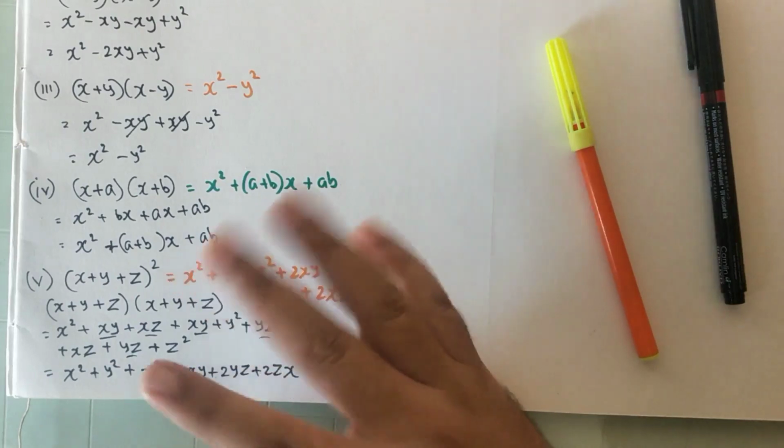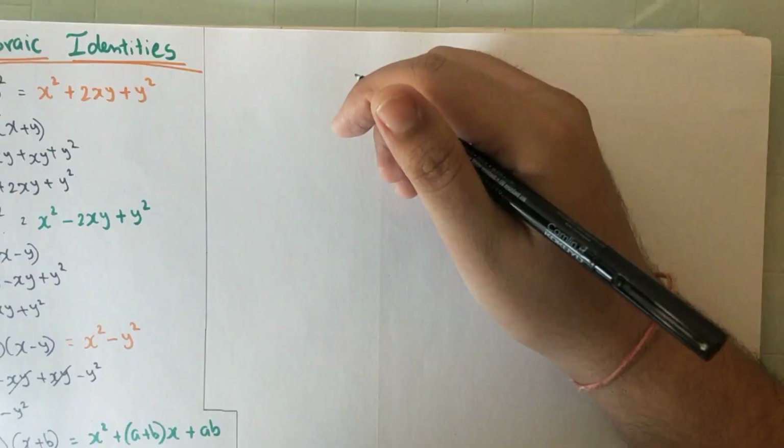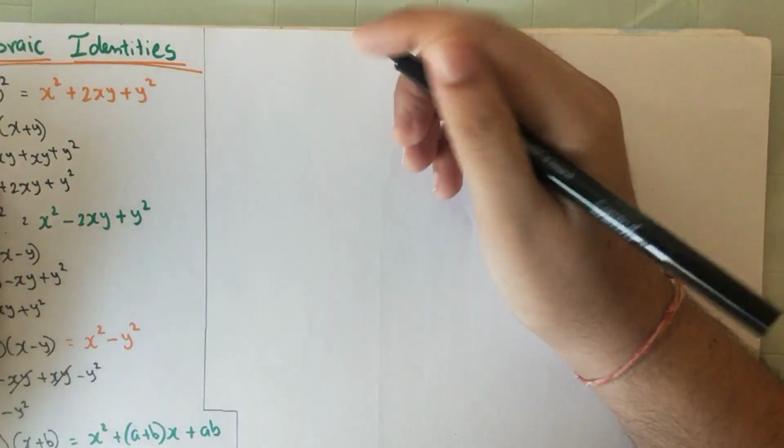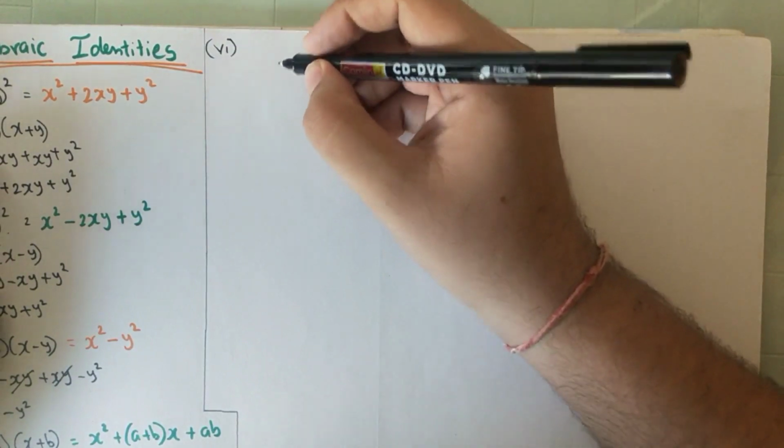I hope you understood this identity. Let us proceed toward the next identity. The sixth identity: now we proceed towards the cube of the terms.